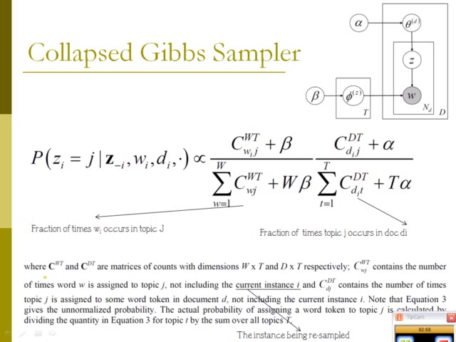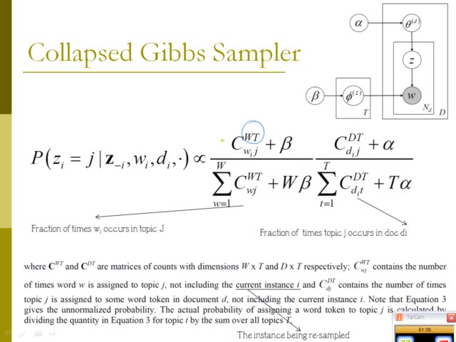To do this, from a practical perspective, all you need is to keep track of two matrices. One is a word-topic matrix, the other is a document-topic matrix. And these have counts. How many times is a word occurring under this topic? How many times is this topic occurring in this document? And those counts can be read off the current state of the network.